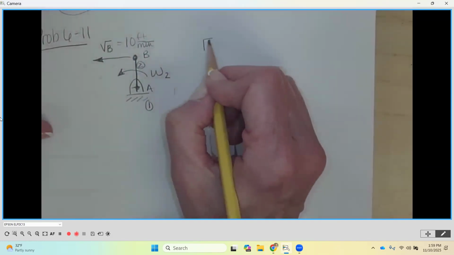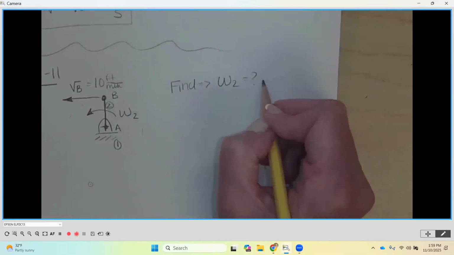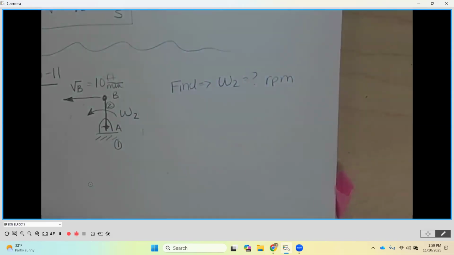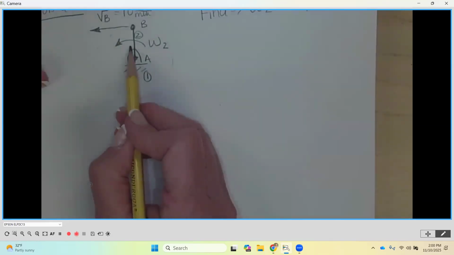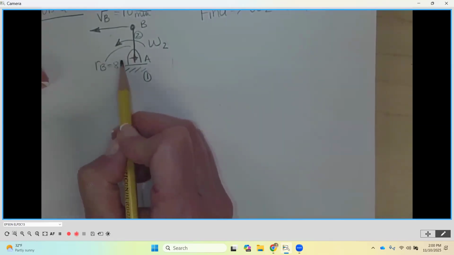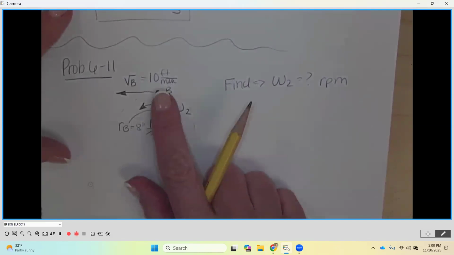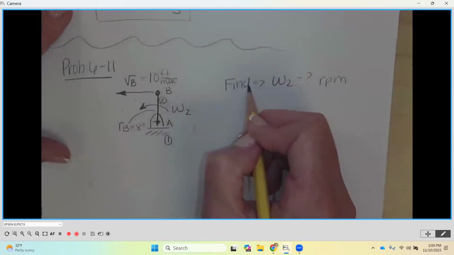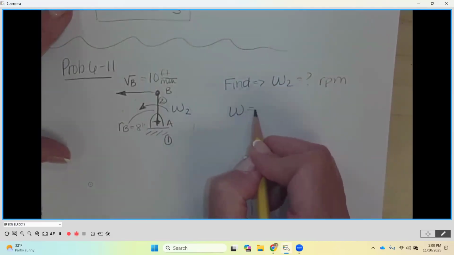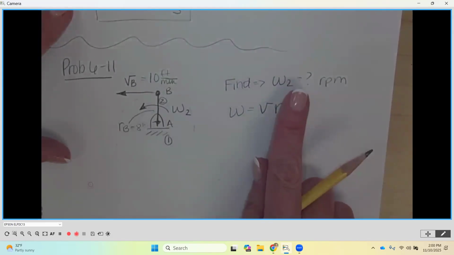So what you want to find is W2, and you need to report the final answer in RPMs. Additionally, I think they tell you what the size of that roller is. It's a 16-inch diameter. So this radius right here, RB, is equal to 8 inches, half of that. So the radius from the center of rotation from A to B is 8 inches. So you should have everything you need. That relationship of W equals V over R is what you're going to use to solve for W2.